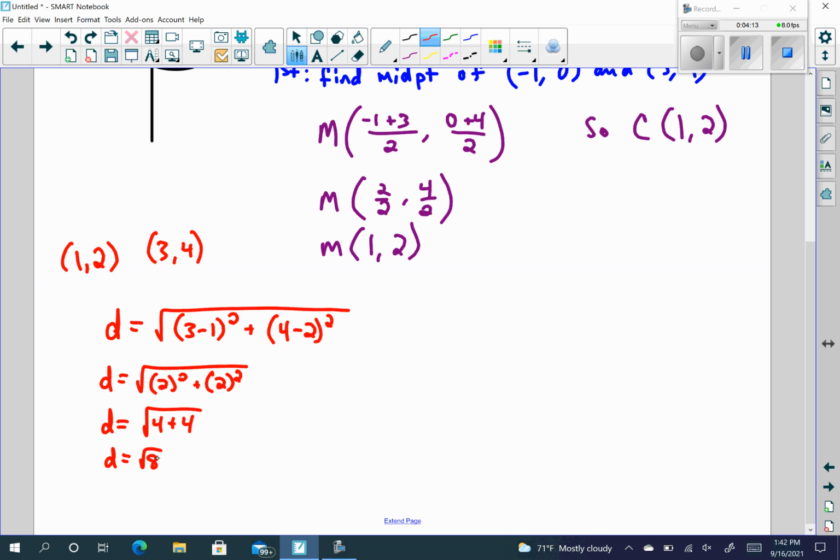Now I don't have to simplify this because I'm going to use this. I need to write out the equation of a circle. And if you recall what we do with the radius, we square it. So there's no need to try to simplify this.